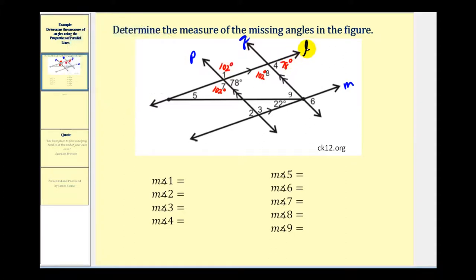Now let's take a look at the parallel lines L and M that are cut by transversal Q. Angle 8 and these two angles here would be same side interior angles, which must be supplementary. So 102 plus 22 plus 9 must equal 180 degrees. So 180 minus 102 minus 22 would give us the measure of angle 9. This is going to be 56 degrees.